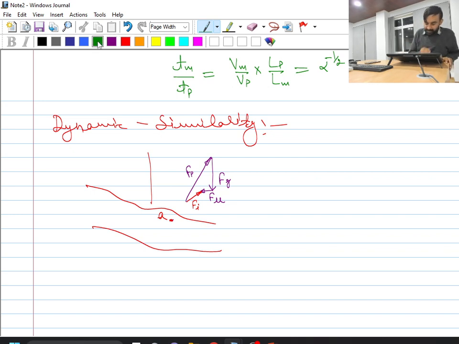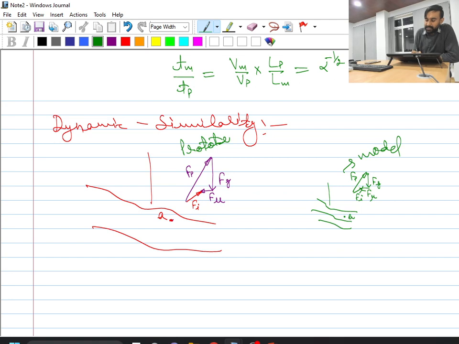If I consider the equivalent model, of course the model will be very small in size, and if at point A for the model I calculate the forces, this is the magnitude of Fp, this is Fg, this is F mu, and this is F inertia. So all these forces are for the model and those are for the prototype. The scaling of all the forces and their directions must be the same. Directions must be the same and the magnitudes of all the forces should be scaled equally. Fine.